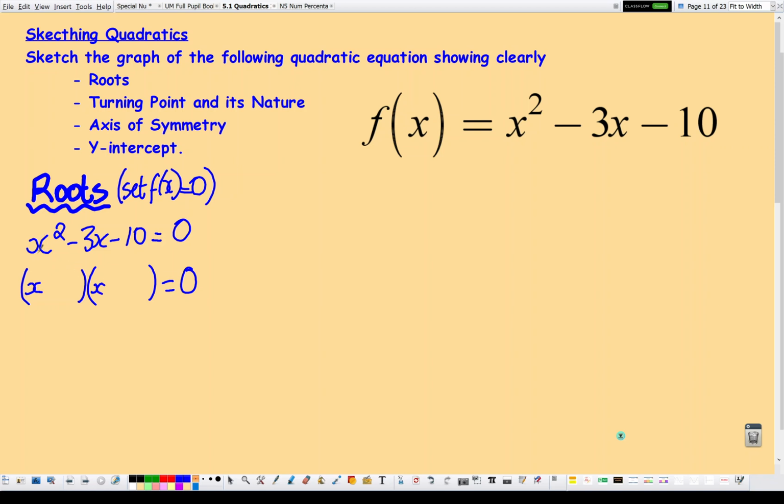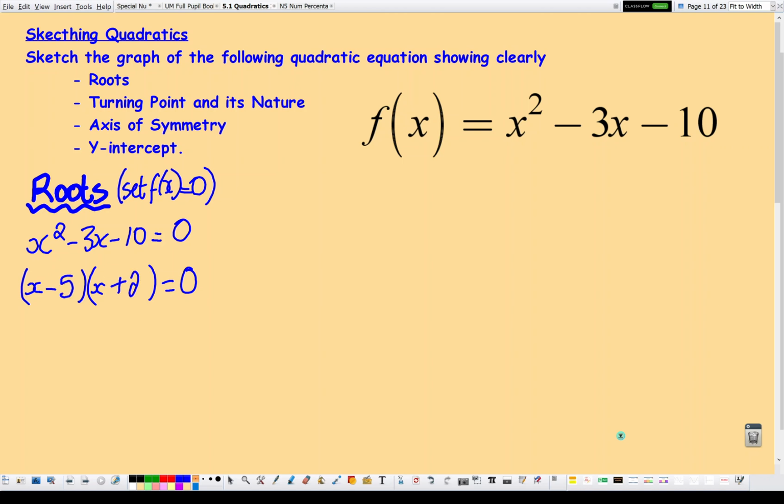It's a 1x squared, so it's going to be x and x. Then we're looking for two numbers that multiply to give minus 10 and add to give minus 3. So right away I'm thinking 5 and 2 in some sort of way. One of them has to be negative to give me an answer of minus 10, so it either has to be minus 5 and 3 or 5 and minus 3. Now to get an addition answer of minus 3, it has to be minus 5.